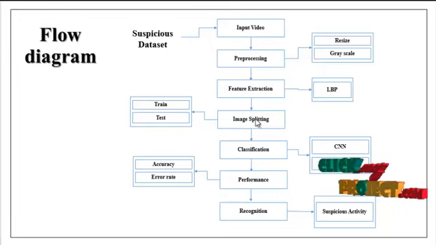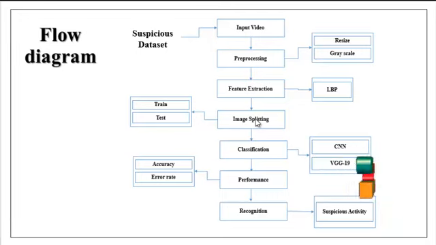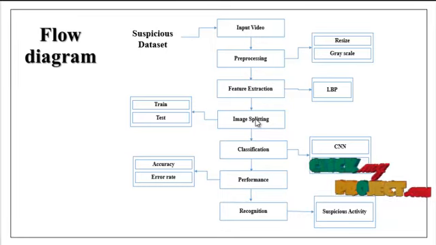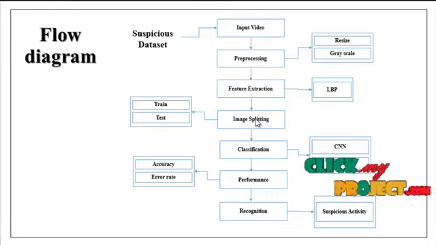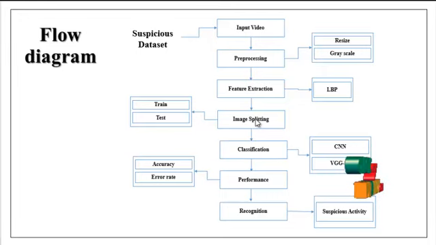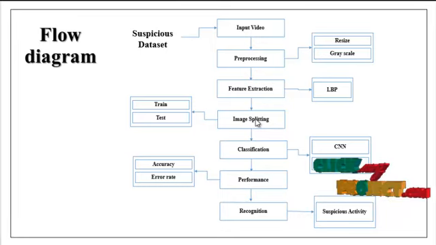The split data is carried out to the classification model. Here we implement two different deep learning classification methods, convolutional neural network and VGG-19. With the classified data, we estimate performance metrics such as accuracy and error rate, and finally we can predict what kind of suspicious activity it is, like abuse, road accidents, or shoplifting, and so on. So this is the flow of our project.